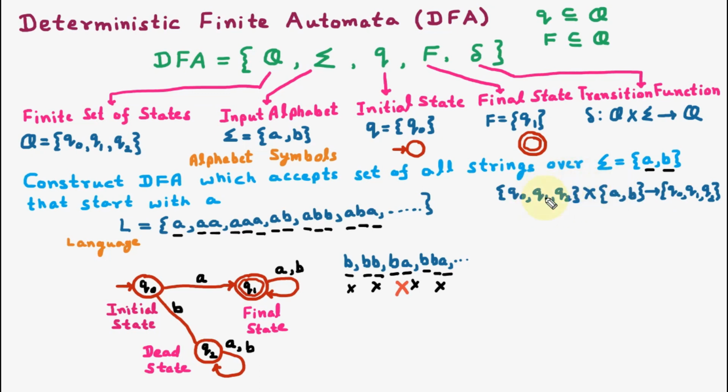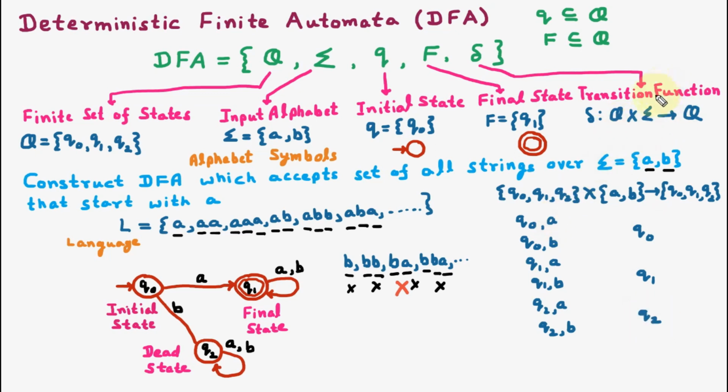So if I multiply these two, here I will get Q0 comma A. So here Q0 with A I have multiplied, then Q0 with B. So Q0 comma B. In a similar manner, Q1 with A, so Q1 comma A and Q1 comma B. In a similar manner, Q2 with A, so Q2 comma A and Q2 comma B. And on the right hand side we have Q0, Q1 and Q2.